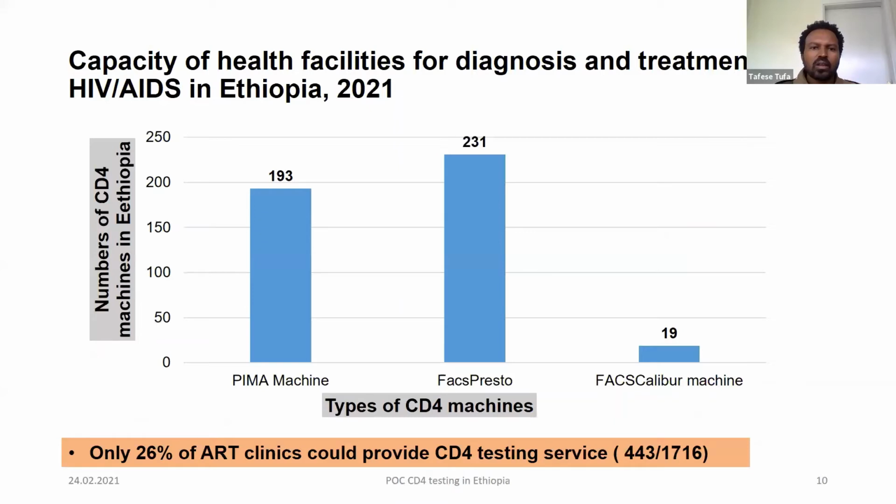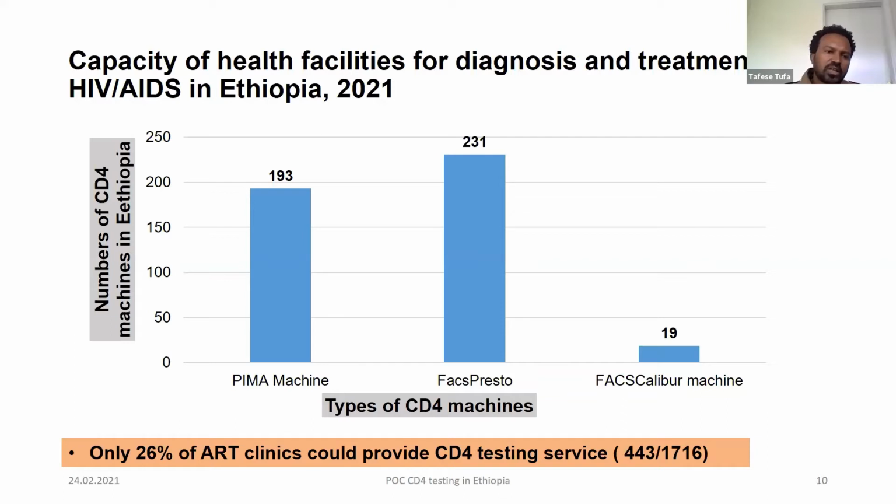I also got reports just recently from the Ministry of Health. The machines we have for CD4 testing, some of them POC, some just central, which we used before. Here we have PIMA machines at 133 health facilities, and we also have BD FACSPresto 231 and the FACSCalibur machines, 19 at regional or national centers.